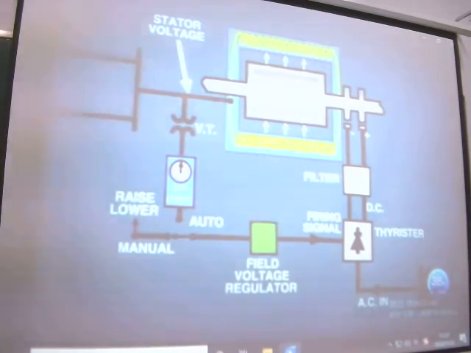This regulator has two inputs, manual and auto. The manual control disconnects the automatic function and allows the operator to directly control excitation. However, when the generator is in operation, the field voltage regulator is usually controlled from the auto position, that is, from the AC voltage controller. This controller monitors the generator bus output voltage through PTs and automatically adjusts excitation to maintain the set point voltage.